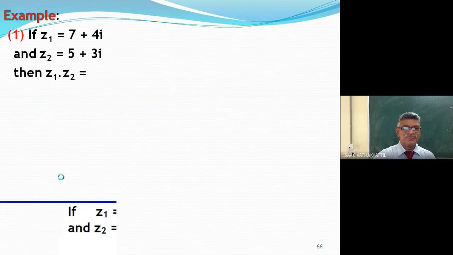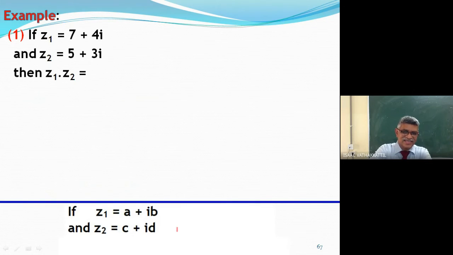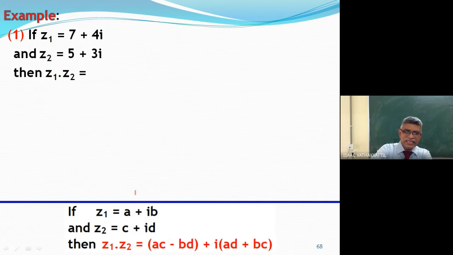Z1 Z2? Remember the product, that is always comfortable. Instead of going directly, remember the product. What is that? AC minus BD plus i into AD plus BC. I go on repeating, it will be stored in your mind.